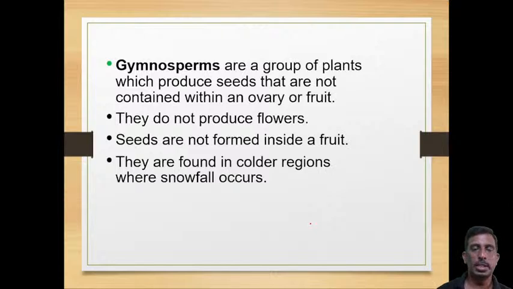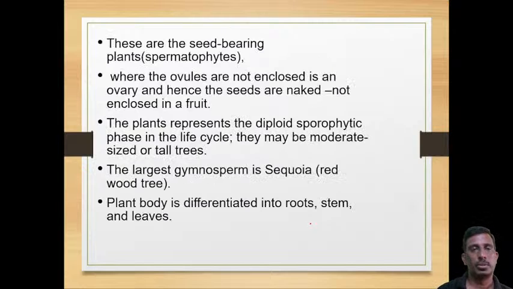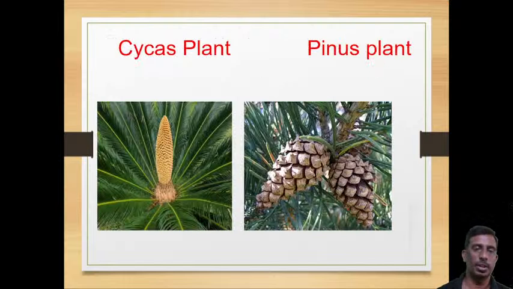They produce seeds, but they don't produce fruits, and they don't produce flowers. They are generally found in colder regions. Here ovules are present but no ovary. The dominant stage is the diploid sporophyte. The largest gymnosperm is Sequoia, which is commonly called the redwood tree. Root, stem and leaves are well differentiated.